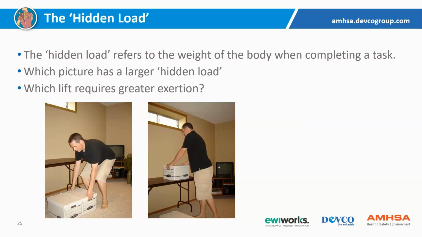So the hidden load basically refers to the weight of the body when completing a task. You can imagine, we look at the picture on the left, we're lifting a file box from the floor. If I go to pick that up, I've got to pick up the box, but I'm also lifting the weight of my torso because I'm leaning forward. If we look at the picture on the right, the box is already up at waist level, so I'm able to adopt a more upright posture. In that example, really all I'm lifting is the weight of the box. I'm not having to lift the weight of my body. And as a result, the picture on the left requires greater exertion than the picture on the right.